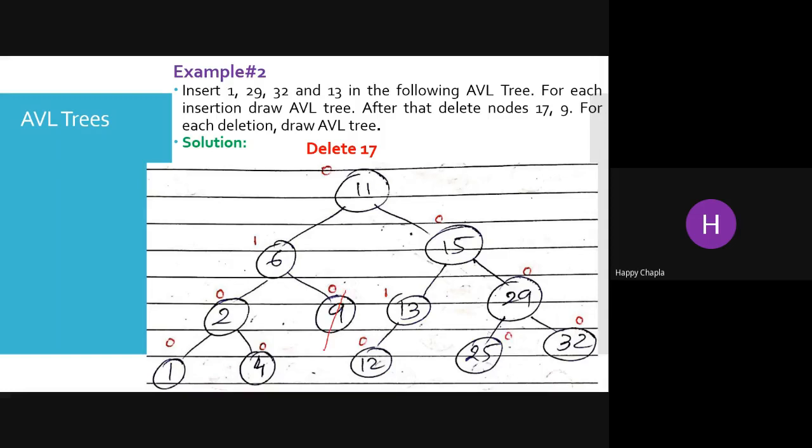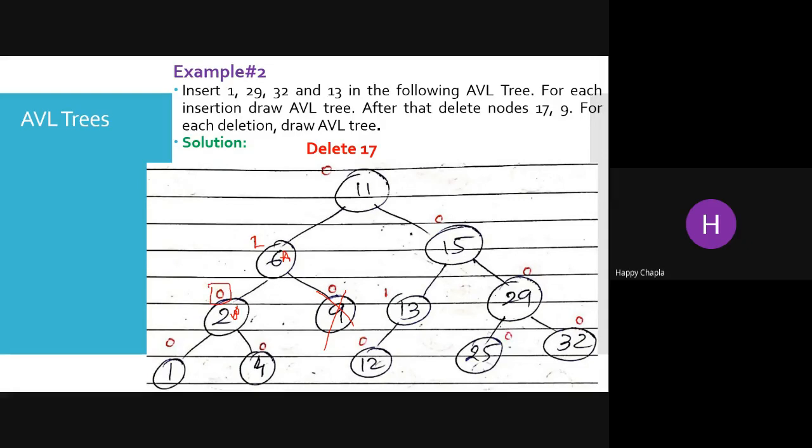Now you are trying to delete this 9. So which rotation you need to give? If you are deleting this node, your this will become A, this is your B, and what would be the balance factor? So here we don't have any node. So here you can say 2 minus 0, that is 2. Unbalancing is happening, and the B node contains 0 as a balance factor.